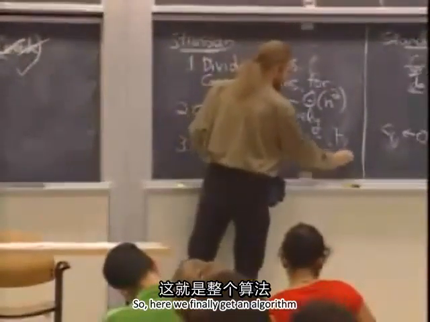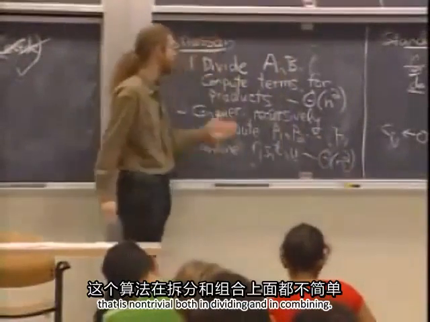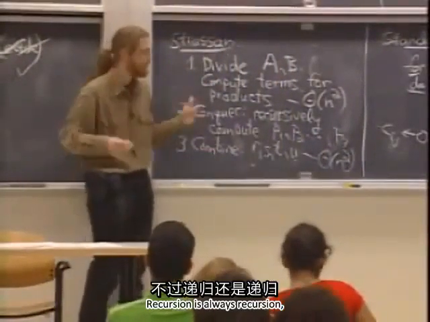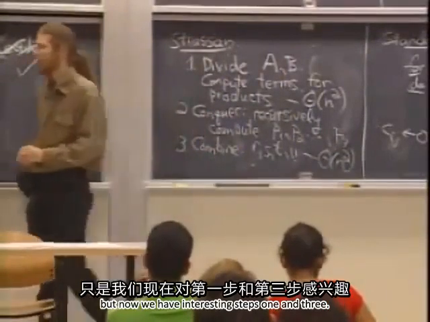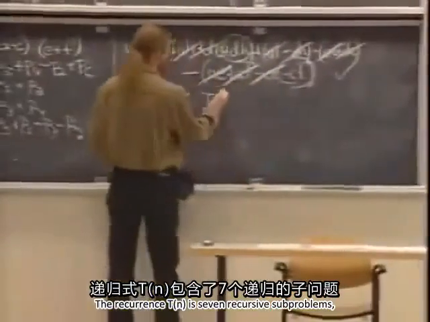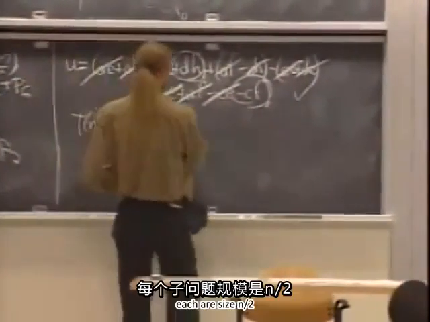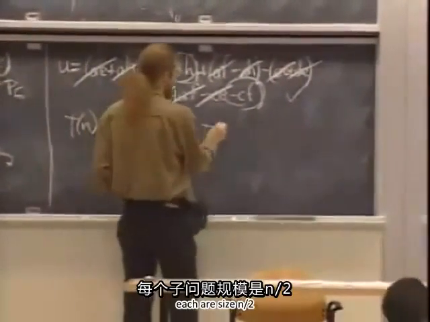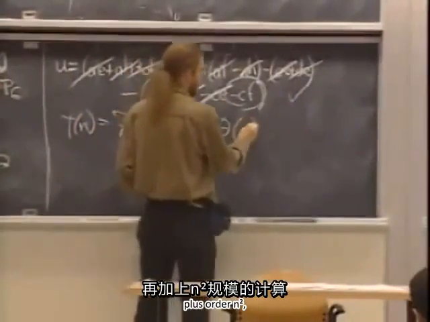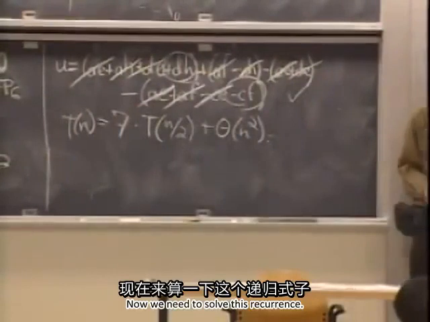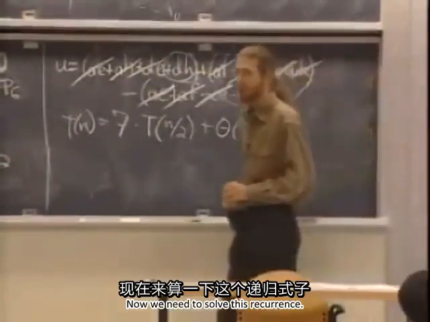So here we finally get an algorithm that is non-trivial both in dividing and in combining. Recursion is always recursion, but now we have interesting steps 1 and 3. So the recurrence is T of n is 7 recursive subproblems, each of size n over 2, plus order n squared to do all this addition work. So now we need to solve this recurrence.